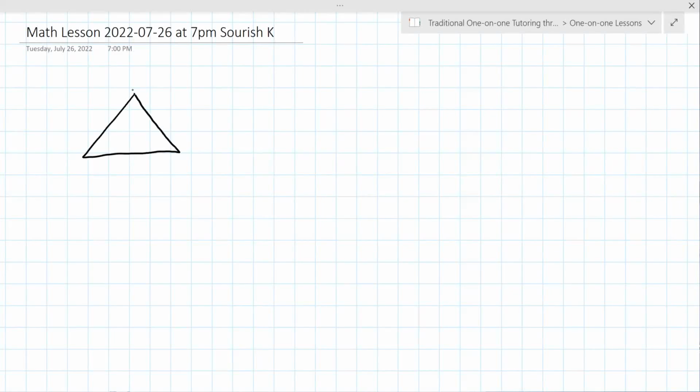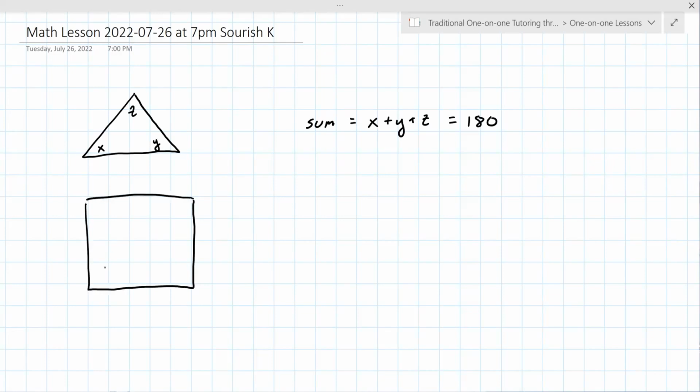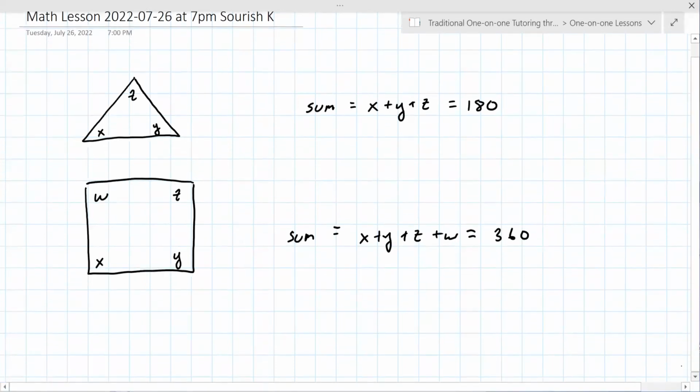Triangle. We talked about how the sum of the angles, X, Y, and Z, X plus Y plus Z, equals 180. And then I went to a square. If I label the angles again, the sum of all the angles, X plus Y plus Z plus W, was 360. And then I did this for a pentagon.